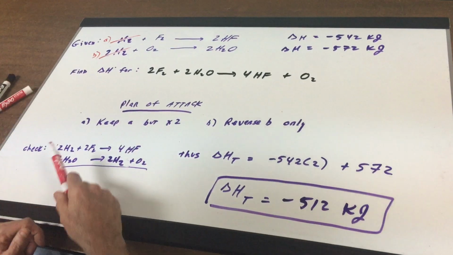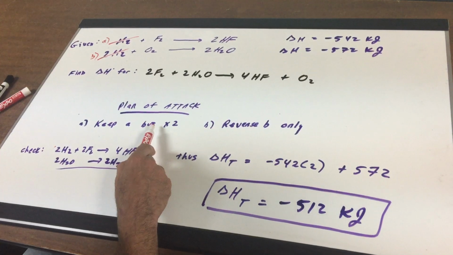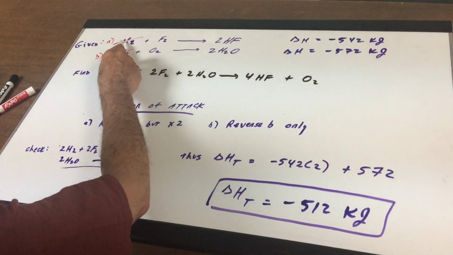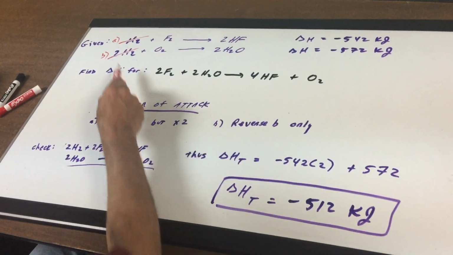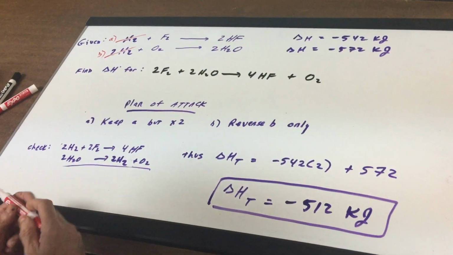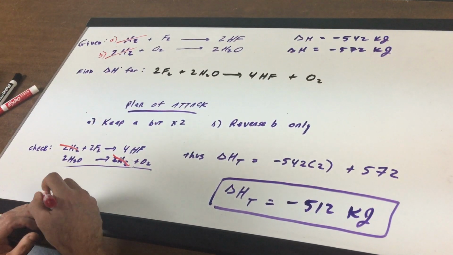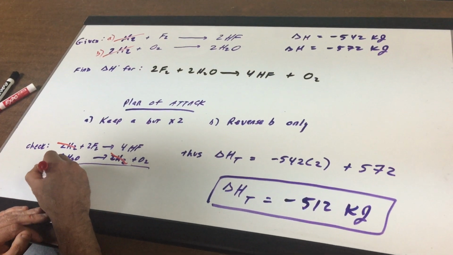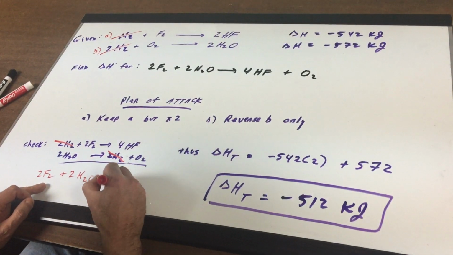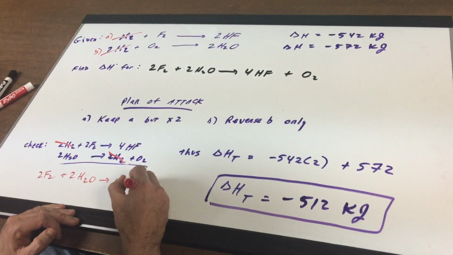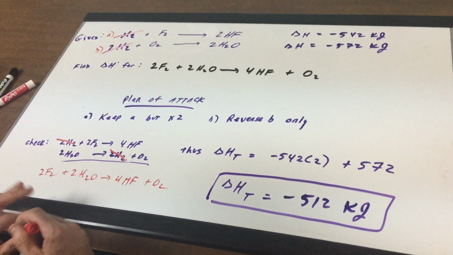Now, let's do our little check of what we just did. What I did is I kept A, but times it by 2. So that becomes a 2, a 2, and a 4, which I wrote here. I'm going to reverse this reaction, and once I do that, as you can see, these cancel out, and I'm now left with 2F2 on the left, plus 2 waters, gives 4HF, plus O2. So it gives you back the mother, so you know you did it correctly.